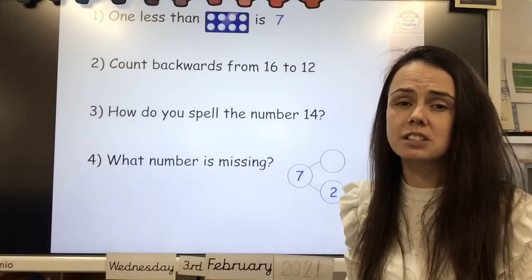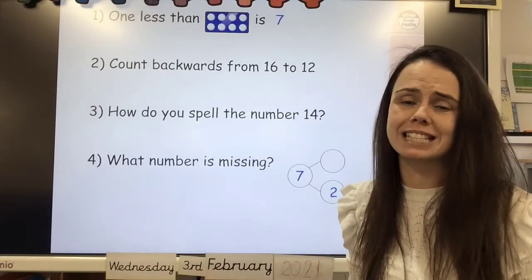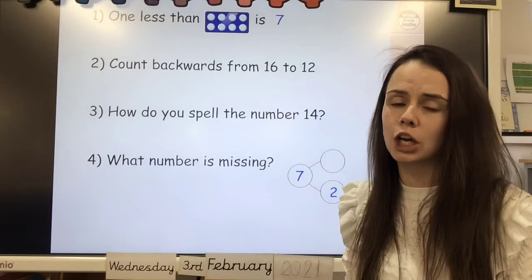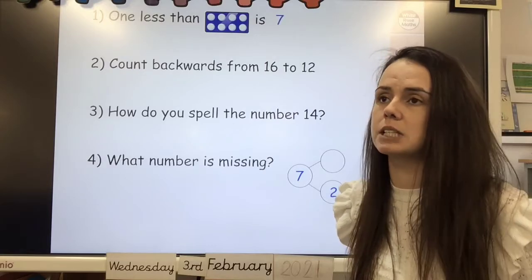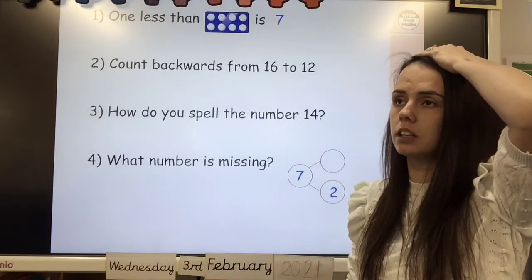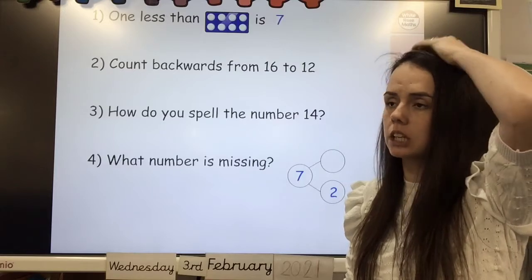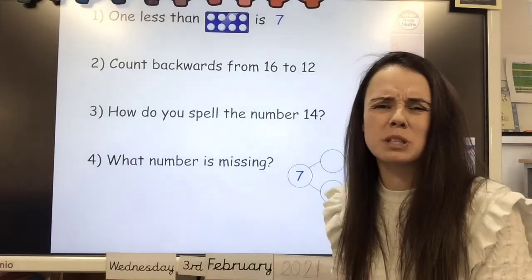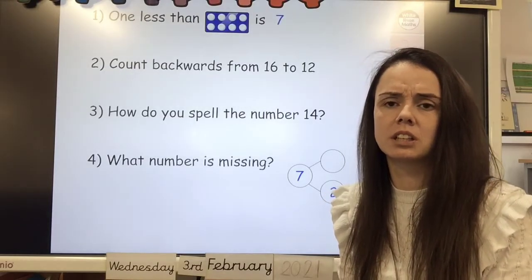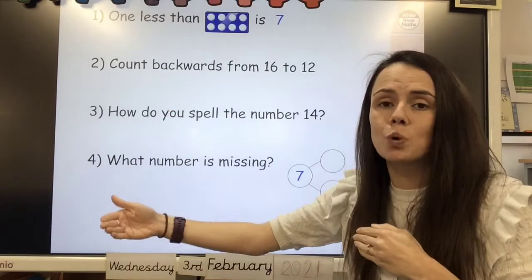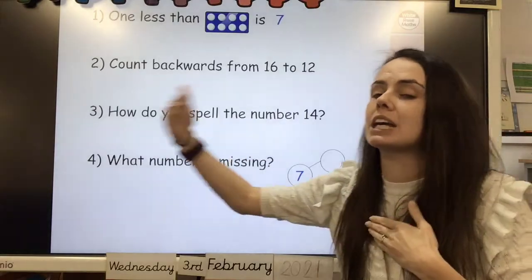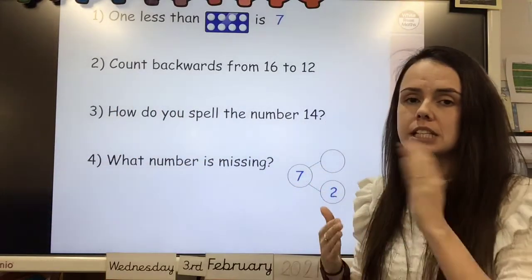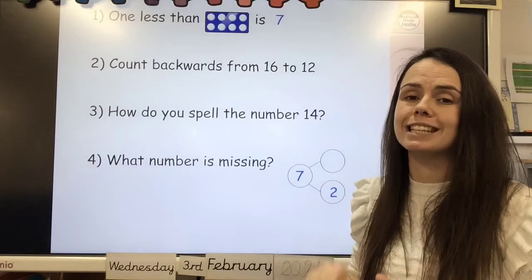Count backwards from 16 to 12. Well, you're not going to be able to do this. You can't count backwards from 16 to 12. Are you sure? Okay, let's put 16 in our head and count backwards. 16, 17, no. What happens when you count backwards? Our number gets smaller, doesn't it? So we're heading back towards 0. If I go 16, 17, I'm going up. I need to go down.